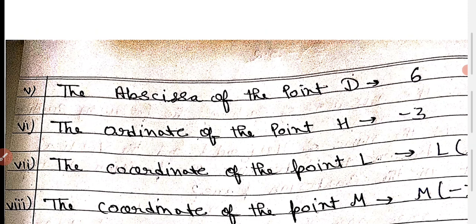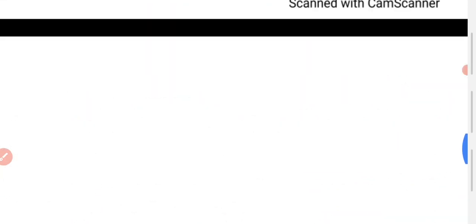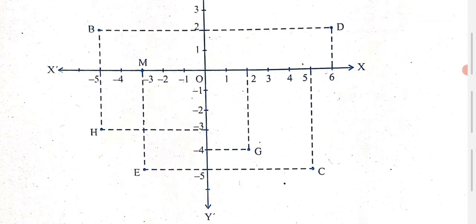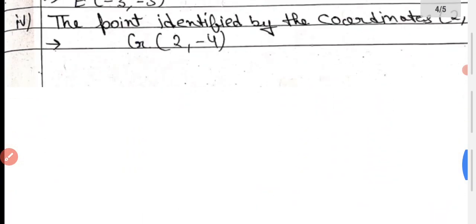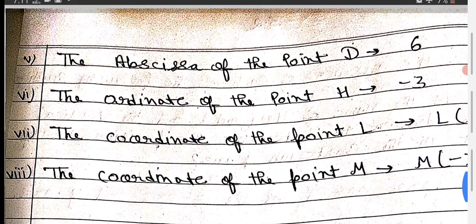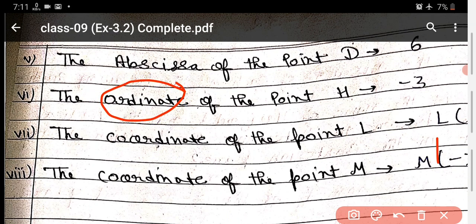Now next question is the ordinate of the point H. Again come on the figure. Where is H? H is here. Ordinate means y coordinate, the value on the y-axis. Now just see what is the value on the y-axis. That is -3. And this y coordinate is also known as ordinate. What is the other name of ordinate? Y coordinate. And what is the other name of abscissa? That is x coordinate. So you have to say that the ordinate of the point H is -3.